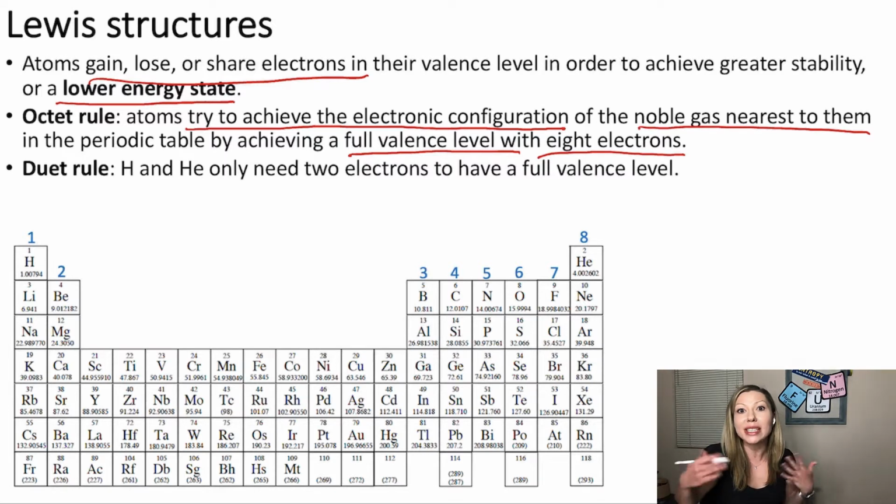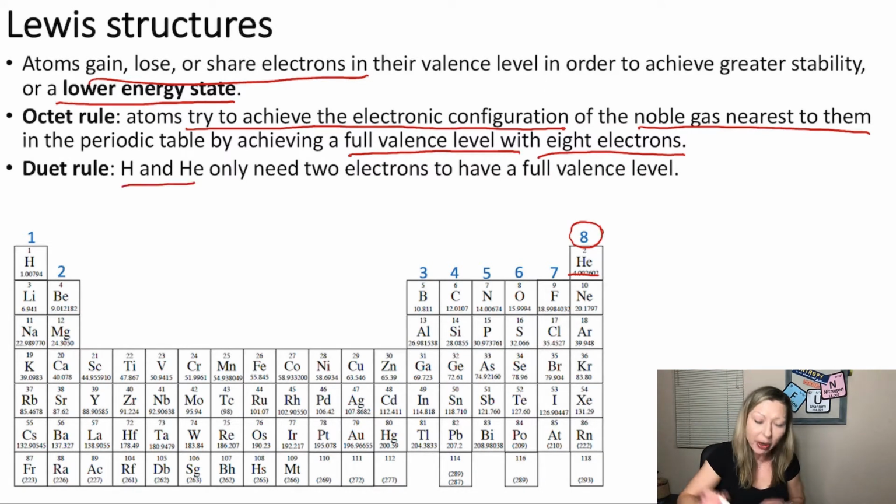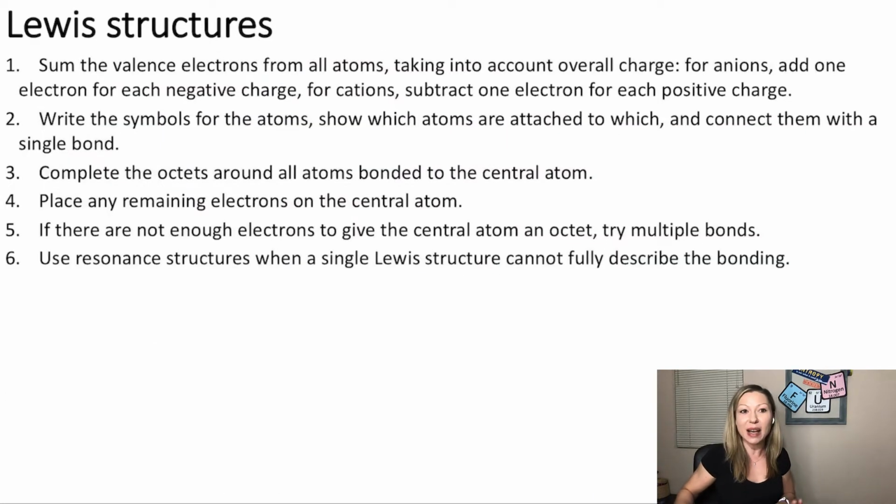So remember that the main group number in the periodic table tells us how many valence electrons we have. So the noble gases are going to have 8 valence electrons, and there is only one exception, which is helium, which is going to have only 2 valence electrons. That is why hydrogen and helium only need 2 valence electrons to have a full valence level. Okay, I hope this makes sense. Let's jump into the rules and look at some examples.